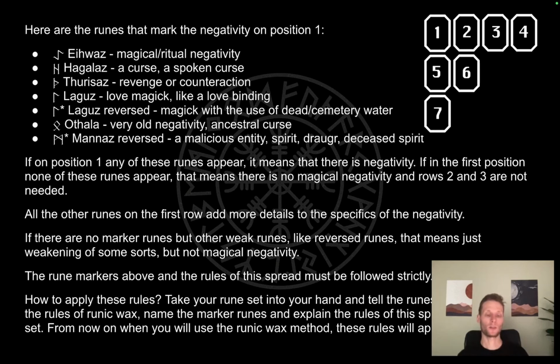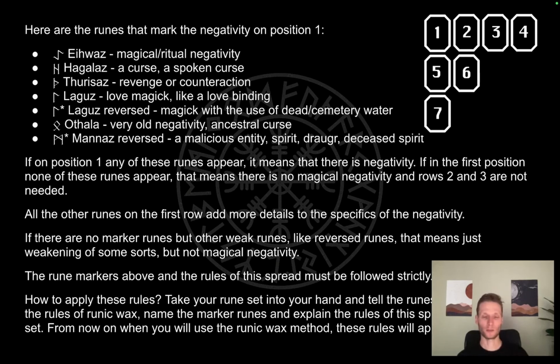Lagos can usually represent love magic. The reversed Lagos can represent magic done with dead water. Otala can also represent some very old family-related negativity, and, for example, the reversed Manas rune represents some kind of dead spirit entity, demon, or something like that.